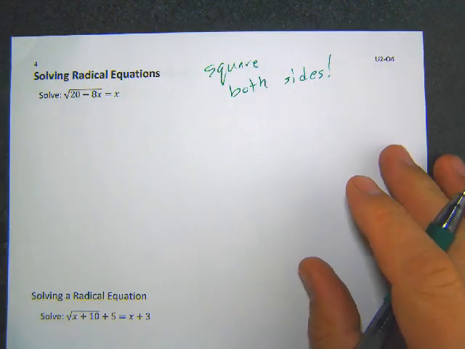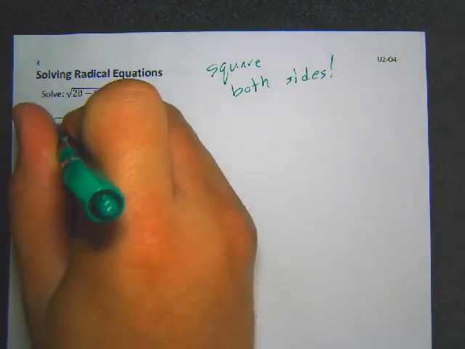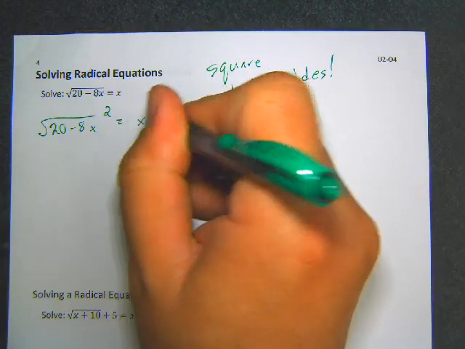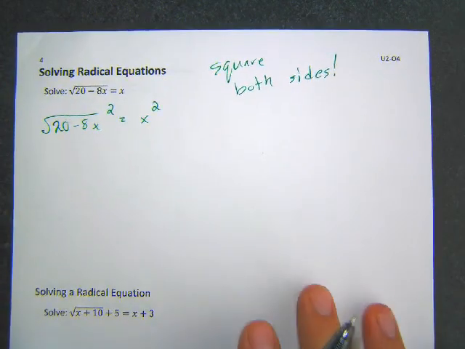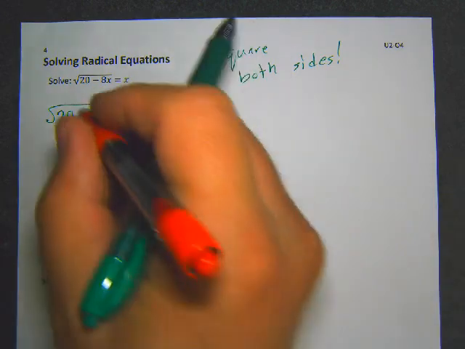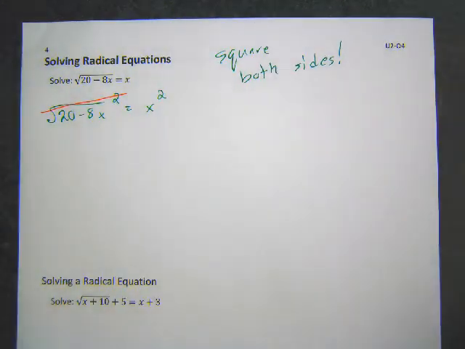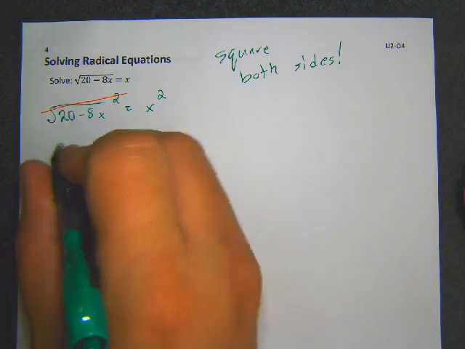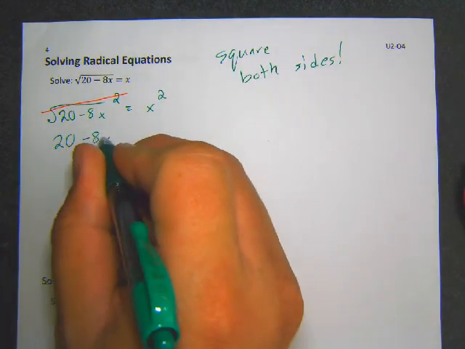That's the big trick here. So I take the square root side, the square root of 20 minus 8x, and I square it. And I take the x side, and I square it. And you're allowed to do this. You can square both sides of an equation. When you do this, the square and the square root are opposites, and they do cancel. So that doesn't change the numbers on the inside. It just gets rid of the square root and the square. So you just end up with 20 minus 8x, now with no root.